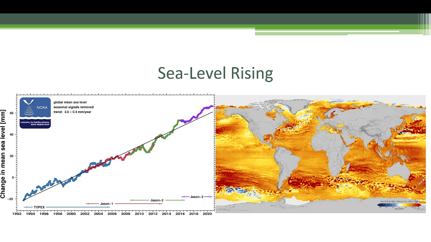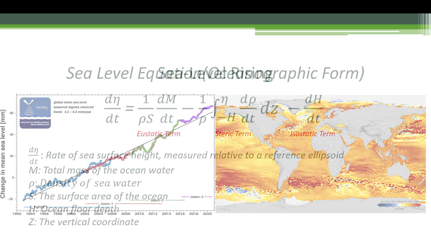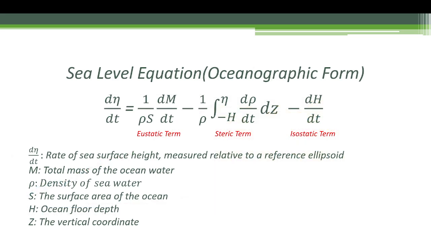Understanding and predicting these changes is crucial for adaptation and long-term planning. The sea level equation provides the physical framework that links ice mass loss, ocean expansion, and the Earth's gravitational response, allowing scientists to understand the different factors driving sea level change. This slide shows the oceanographic form of the sea level equation.